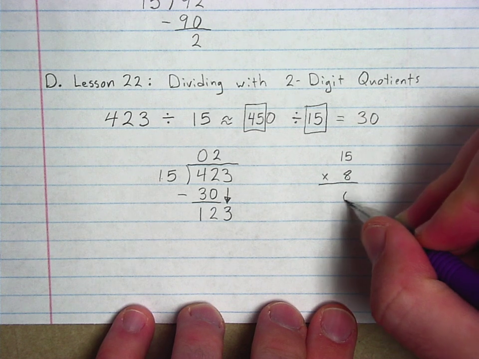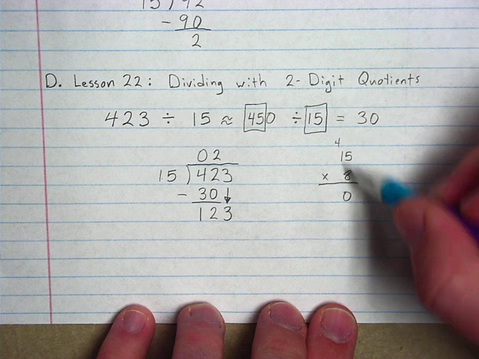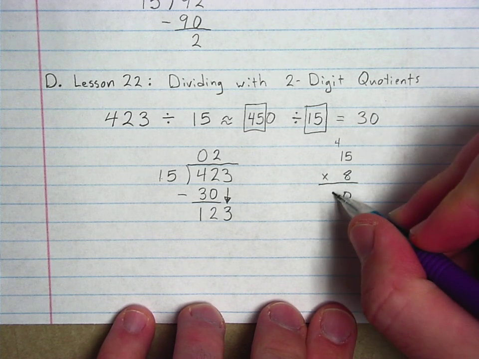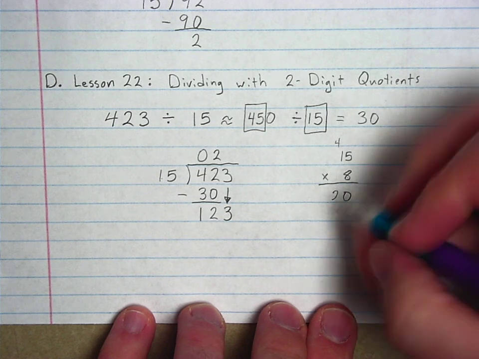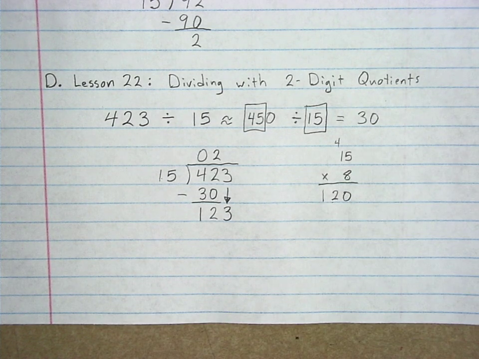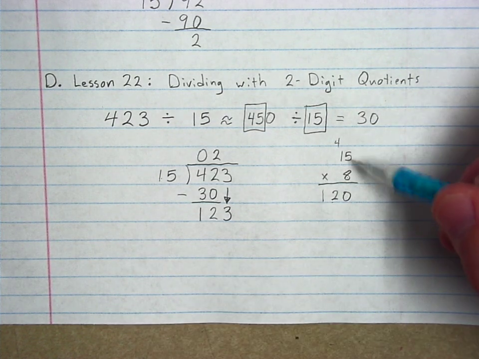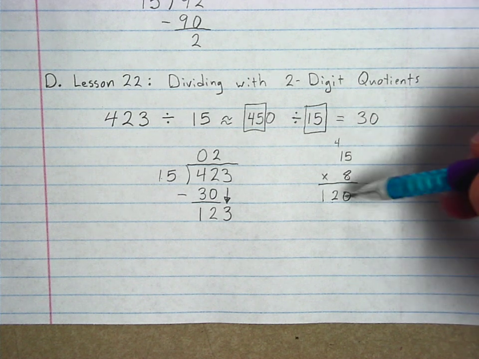8 times 5 is 40. Carry the 4. 8 times 1 is 8. 9, 10, 11, 12. Or I suppose it could be pretty much perfect. I don't think we're going to do any better than that. That's only 3 away.